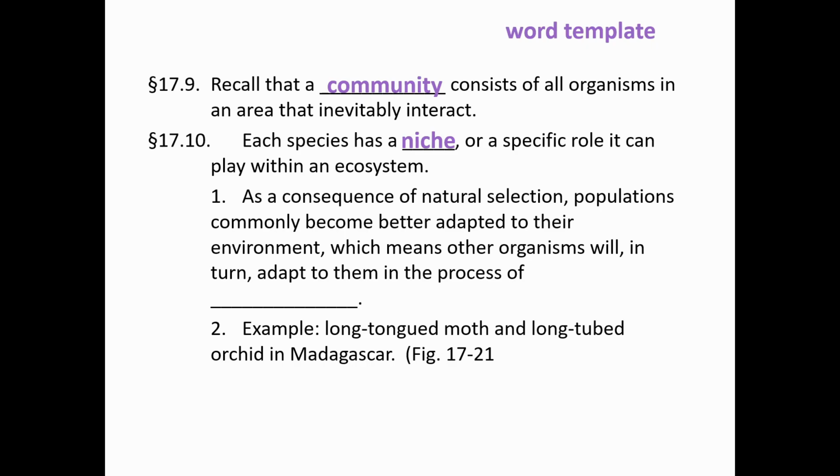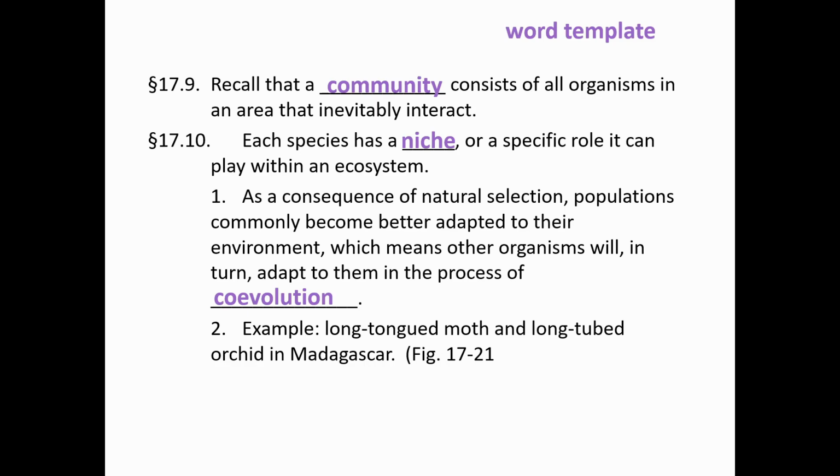As a consequence of natural selection, populations commonly become better adapted to their environment, which means other organisms will in turn adapt to them in the process of coevolution. So it's important to note that when we talked about evolution, we kind of talked about it in a vacuum, that organisms are going to interact with their environment, and that was that. But it turns out really we're all interacting and evolving together.